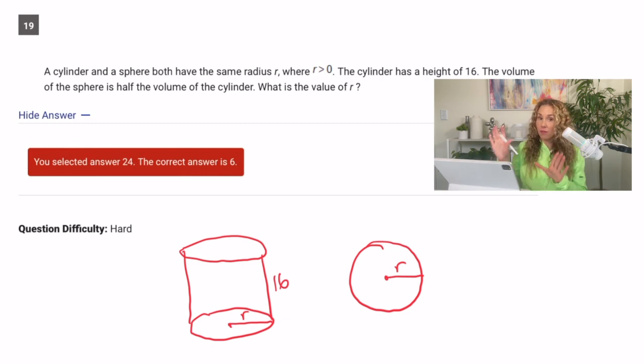Volume of a cylinder, this is right on the front of the cheat sheet. It's V equals pi r squared h. Sphere is V equals 4/3 pi r cubed.